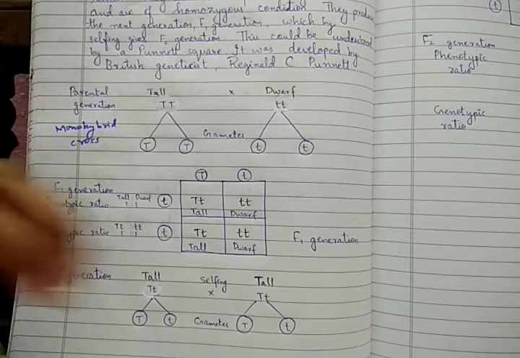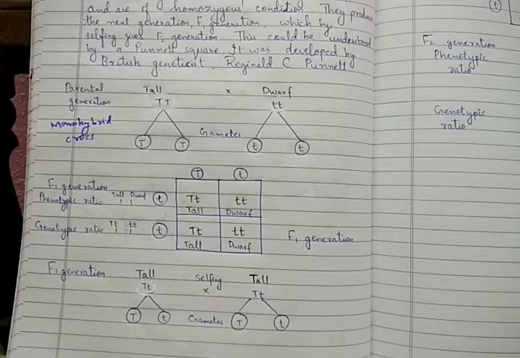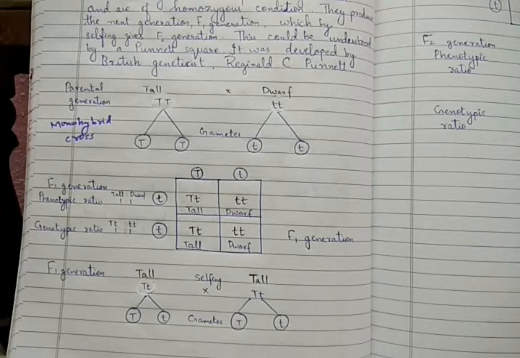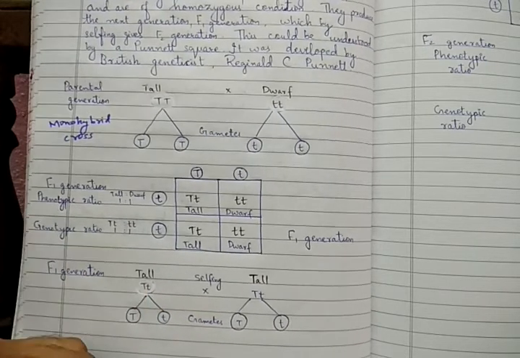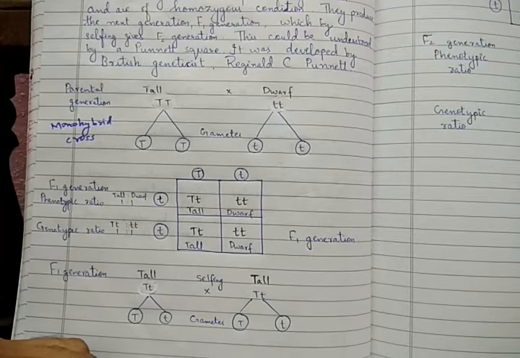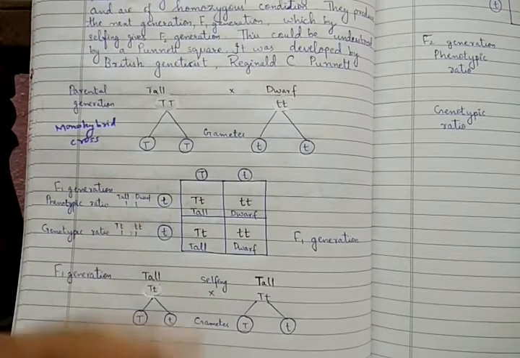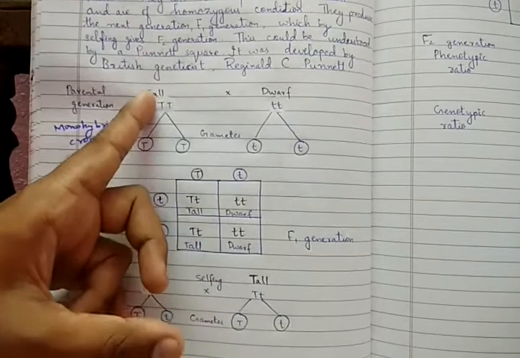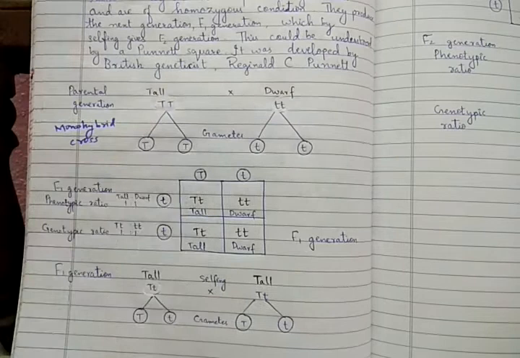We will take one of the characters that Mendel used for his experiments. Mendel used 7 contrasting pairs of characters, and one among them is the height of the stem. We will take that as an example to understand how the inheritance of a single character takes place. We will take 2 different contrasting plants, one being a tall plant, another being a dwarf plant, and we will cross them.